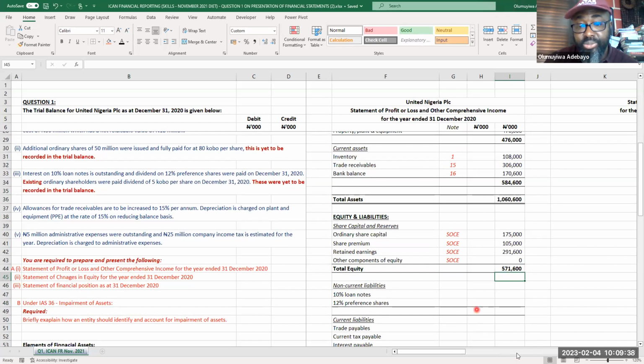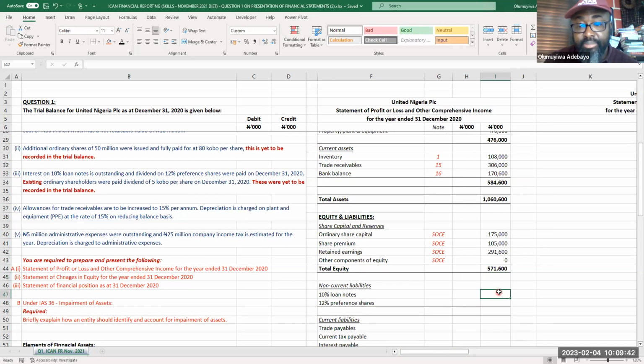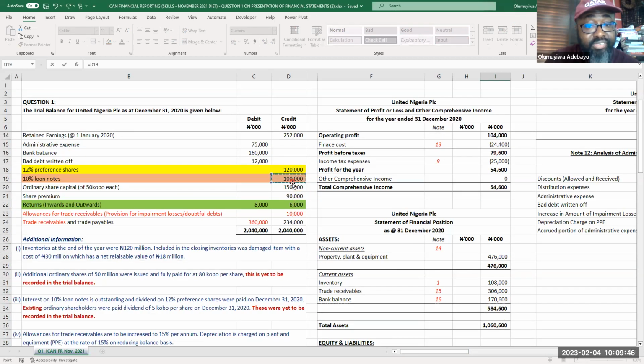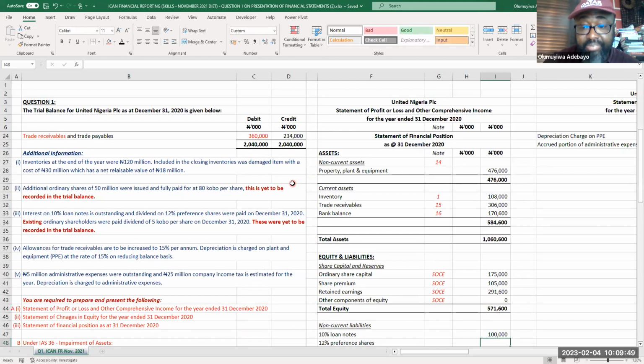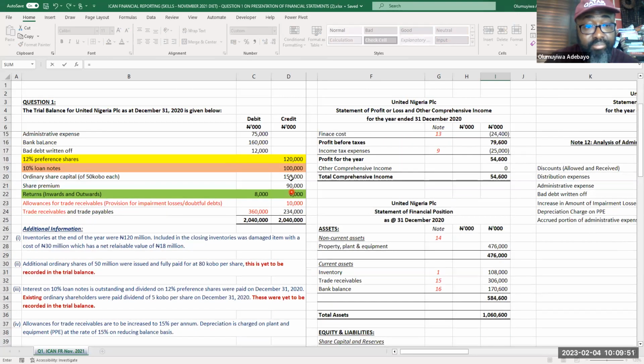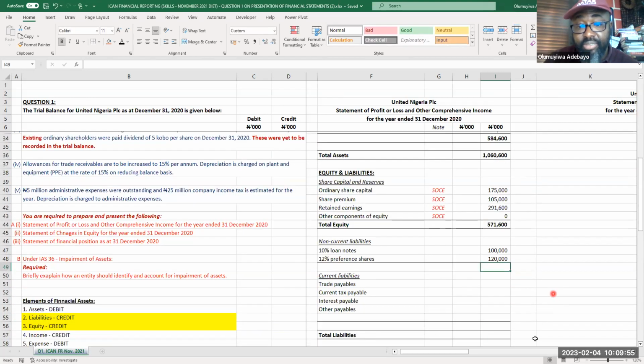Now my loan notes still remain 100. Interest is separated from it. And my preferential capital is 120. Therefore, what's my non-current liabilities? That is it. Now my trade payable.